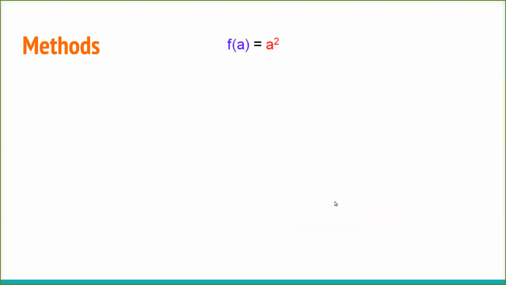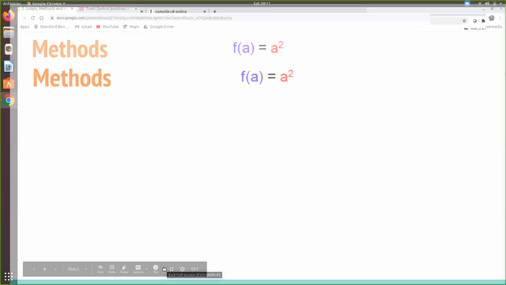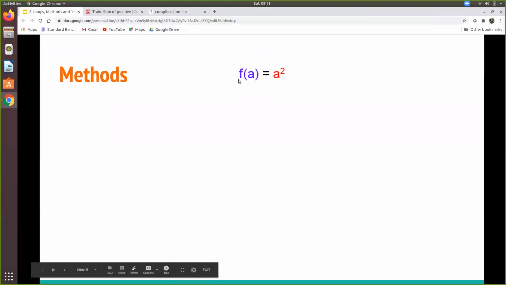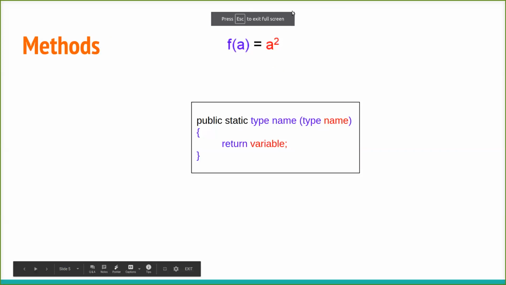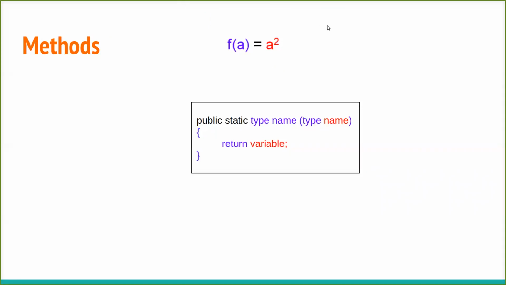In computers, we would use something called a method, but it actually ends up being very similar. To start off our understanding of methods, we're going to program this exact mathematical function inside a C# method. Before that, we should discuss the sort of template of what a C# method looks like.